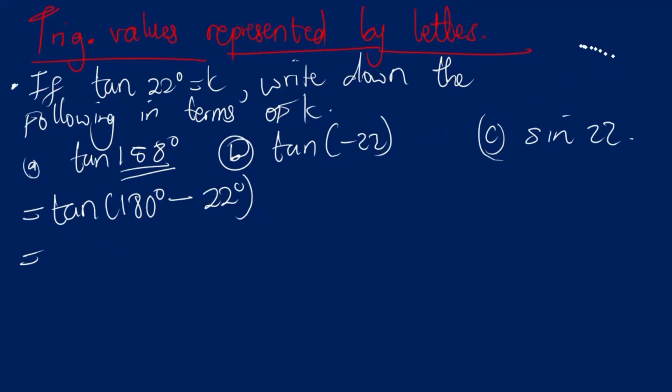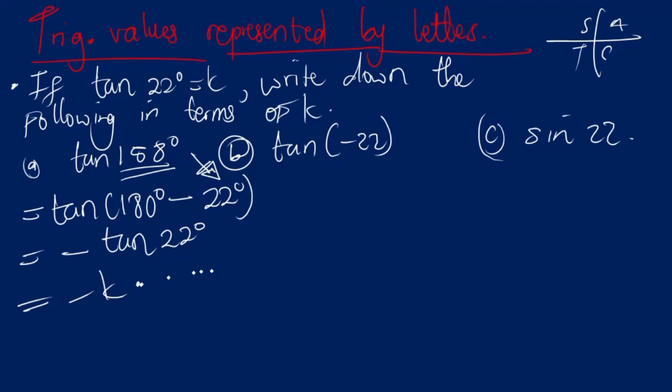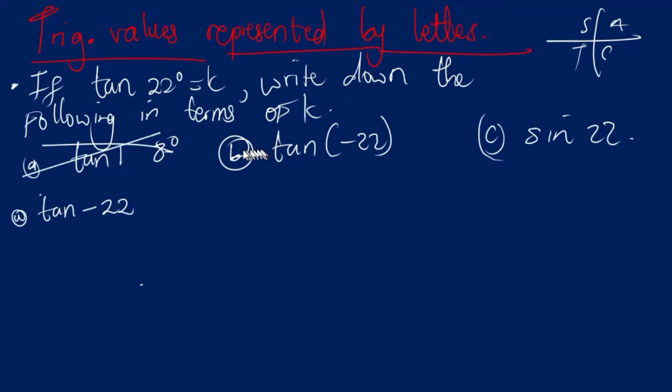So what is this? We use the CAST. This is the second quadrant and the tangent is not positive there. So I have a negative tangent of the angle in question. Which one is that? This angle in question, 22 degrees. And then we already said that the tangent of 22 degrees is k. So this is equal to negative k. Also, you see how beautiful that is? Straight to the point.